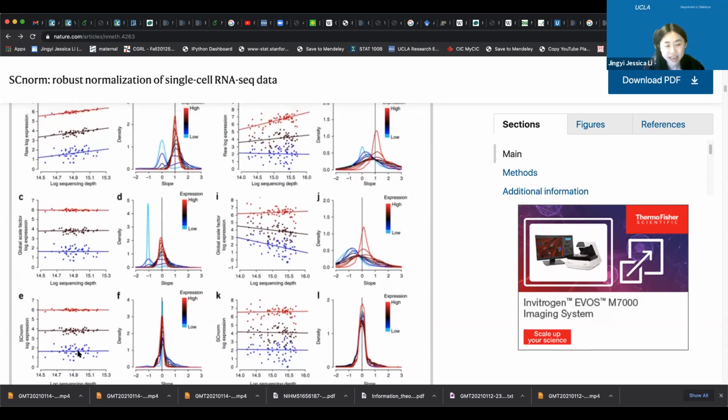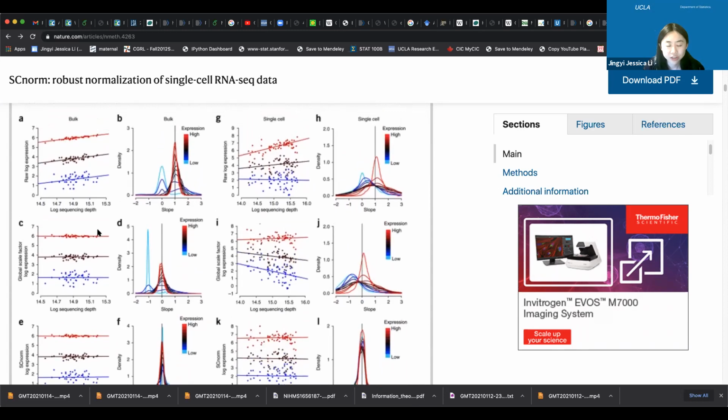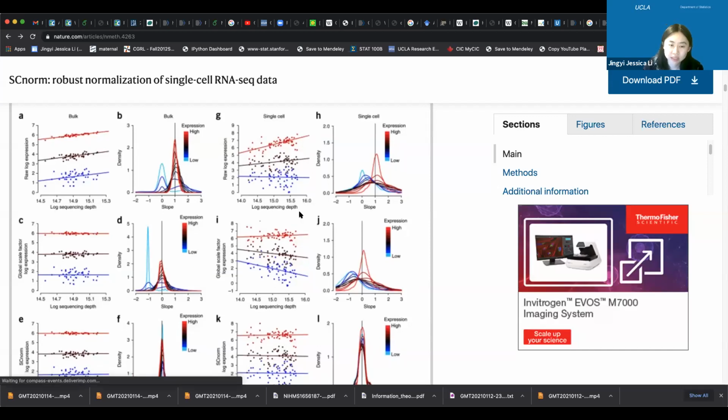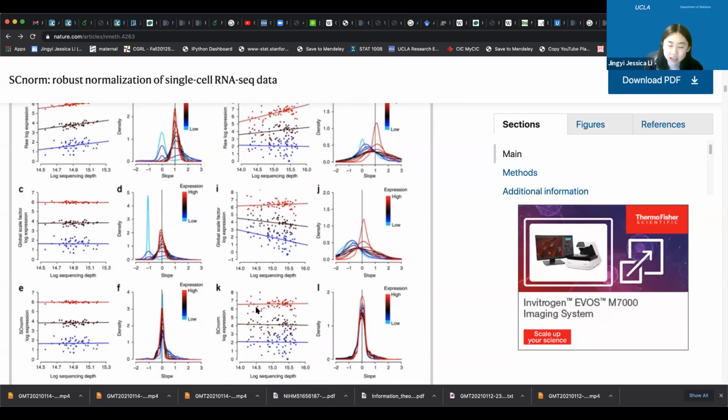Okay, so that's what they did for bulk, and they use the same idea for single cell. In single cell, what they do is essentially the same thing. They think, okay, for this highly expressed gene, medianly expressed gene, and lowly expressed gene, this slope should be 0. And that's the basic idea of their SC norm.